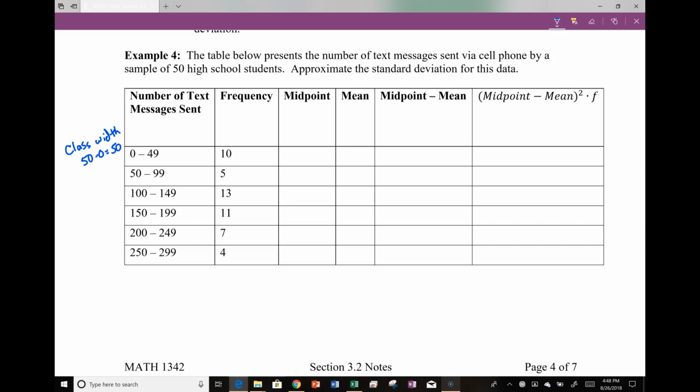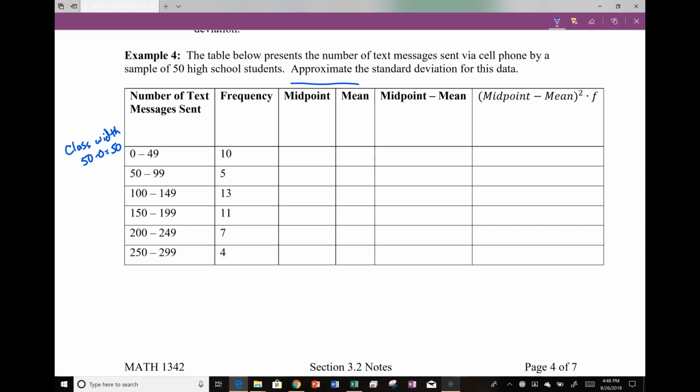This means that 10 of our high school students sent between 0 and 49 text messages. It does not mean that all 10 sent 49, or all 10 sent 0, but I do not know how many each of these 10 people sent. It could have been 0 through 10, or it could have been 2, 4, 6, 8, 10, 12, that sort of thing. So I don't know what these exact values are. So I have to approximate the standard deviation as well as I have to approximate the mean.